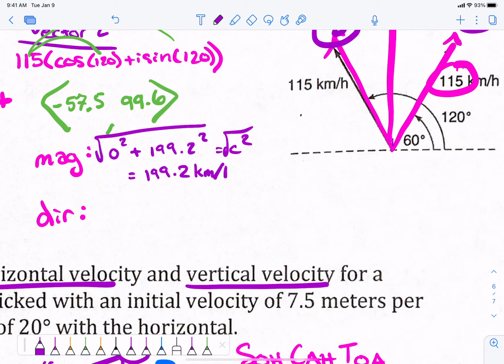That is the force that is being applied to whatever stake that we're pulling out of the ground or whatever. Okay, 199.2 is the force.